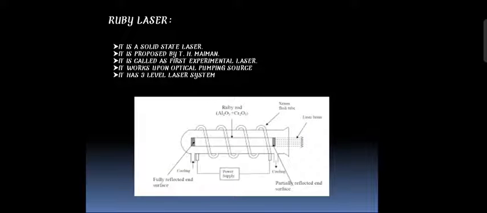And then get into the experiment, Ruby laser. It is a solid state laser. It is proposed by T.H. Maiman. It is also called the first experimental laser. It works upon optical pumping. Here we can observe in the diagram there is a cylindrical shaped body outside and the rectangular rod called ruby rod, and both ends are covered. Ruby rod is covered at both ends with fully and partially reflecting layers.